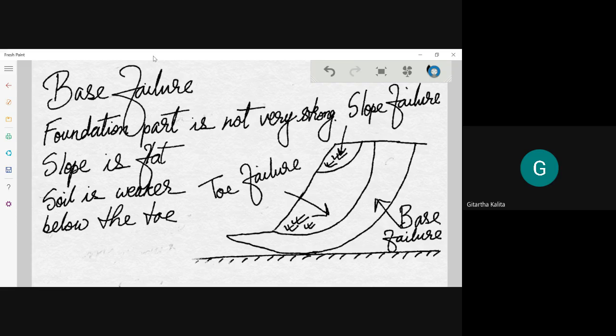Now there are some ranges of angle of internal friction and beta for which toe failure and slope failure happen. Let us discuss the ranges. There are certain ranges for slope failure and toe failure. There is no range for base failure because, sorry, the paint again went off.